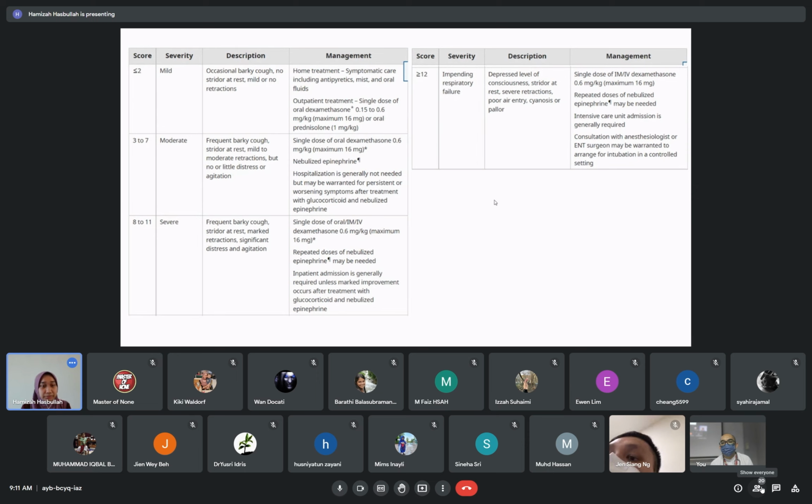Okay. Alright. Continue. Basically, the last two slides are the most important, especially the CPG flowchart algorithm, management of mild, moderate, and severe croup, and also the score. This is basically to support your severity classification and your management.